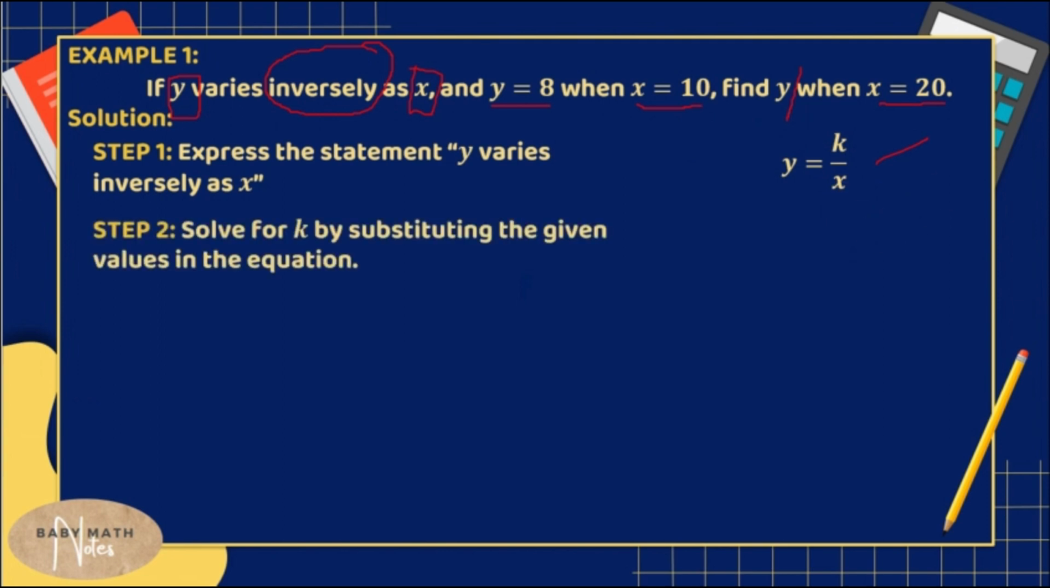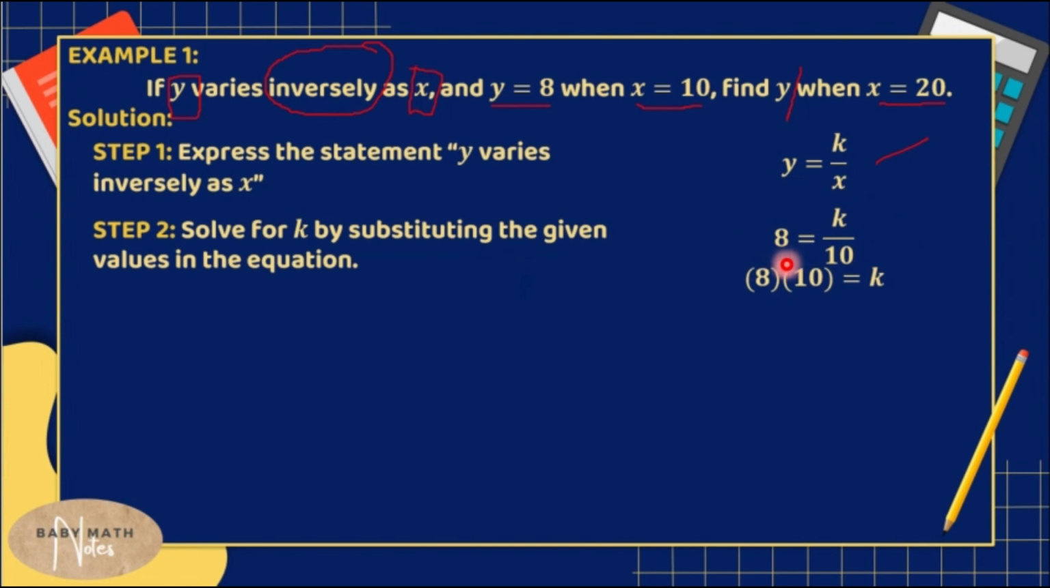Step number 2, solve for k by substituting the given values in the equation. So, we are going to find the value of k. So, syempre, gagamitin natin yung mathematical statement natin na ginawa natin, which is ito yun. And then, isa-substitute natin yung unang given. Sabi dito, 8 daw ang value ng y kapag ang x natin ay 10. O, nasaan ba si y? Ayun. So, papalitan natin ang value niya, which is 8. Ayan. And then, yung x natin, 10. Then, substitute 10. Okay? Nasa denominator yung x natin. Syempre, sa denominator din natin ilalagay yung value ni x. Okay? And then, solve.